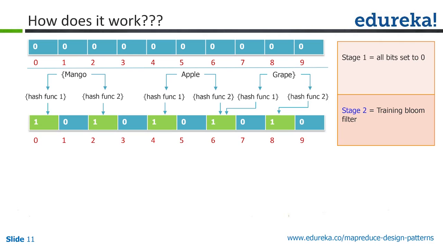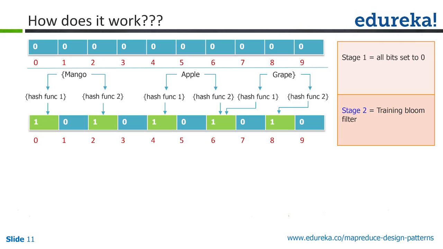Should return in the same result, like so. Hash function 1 and hash function 2 both have to say, for mango we are going to populate 0 and 2. Then only it will consider. Similarly for apple, it has to say 4 and 6.